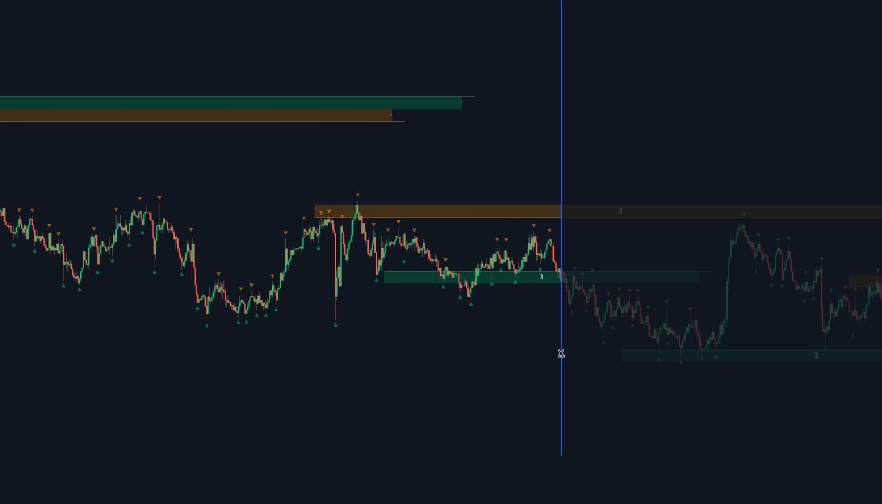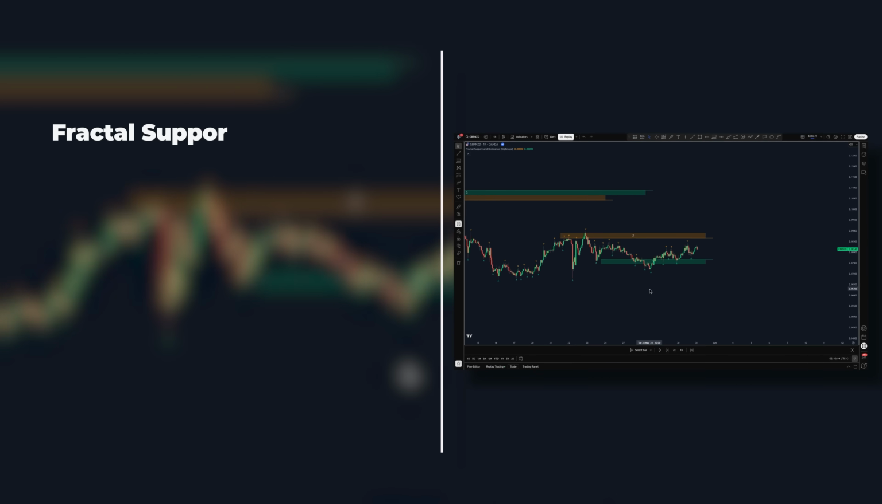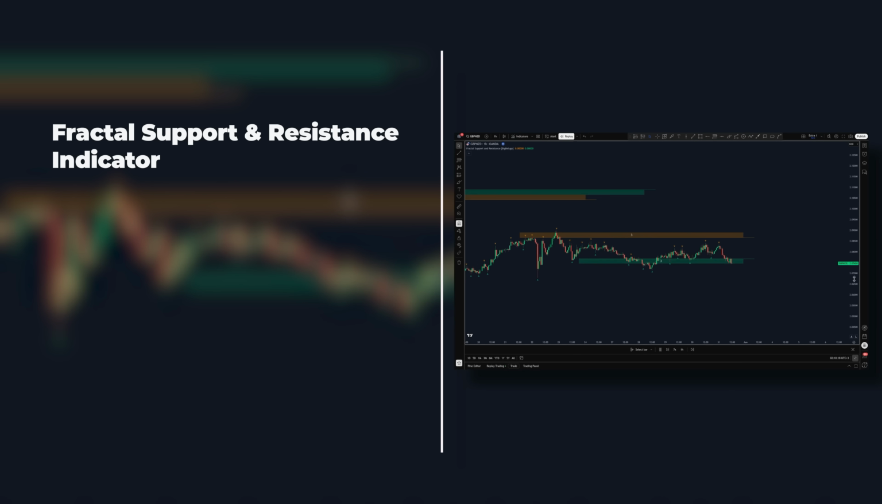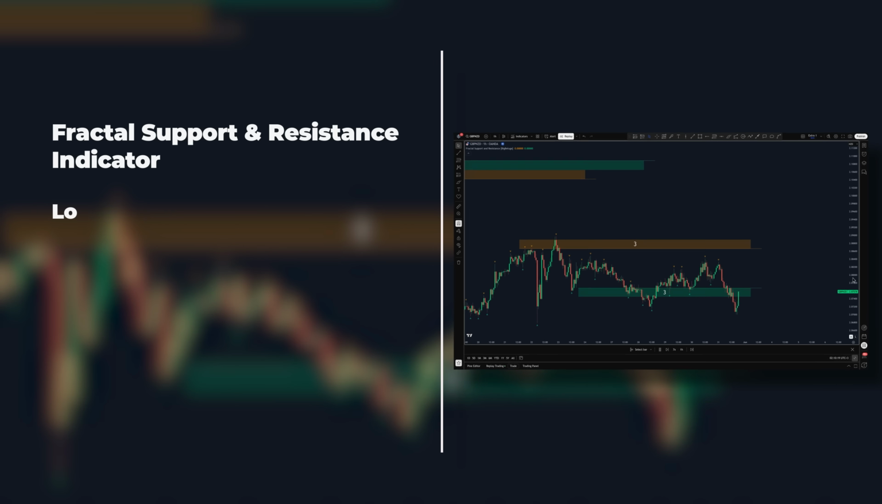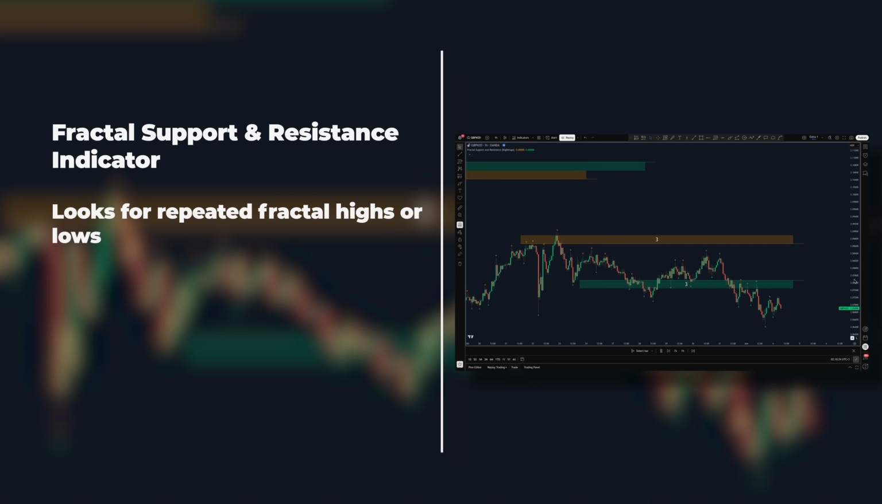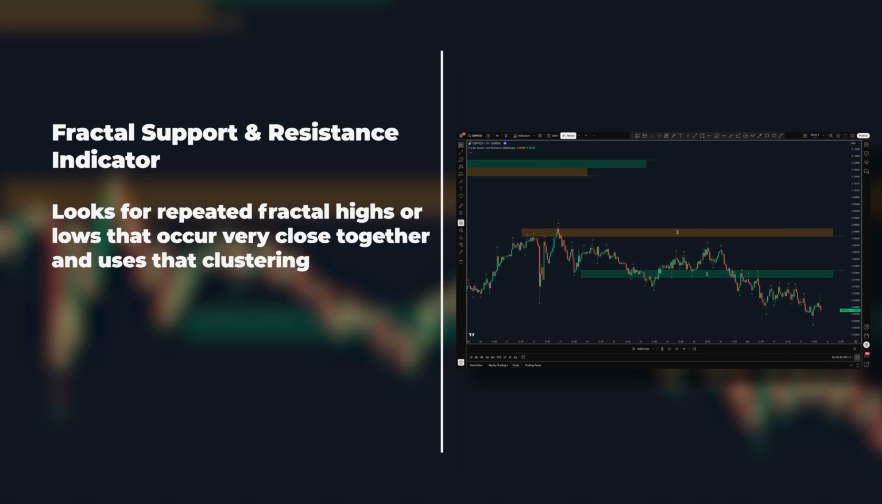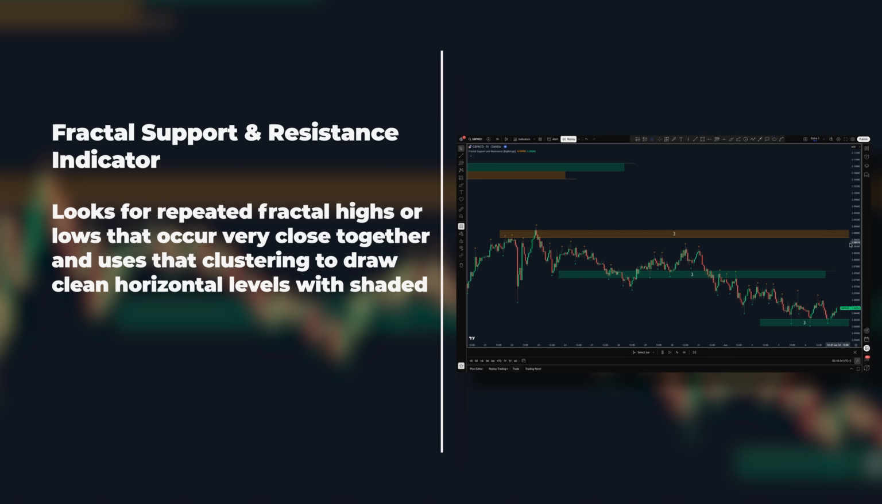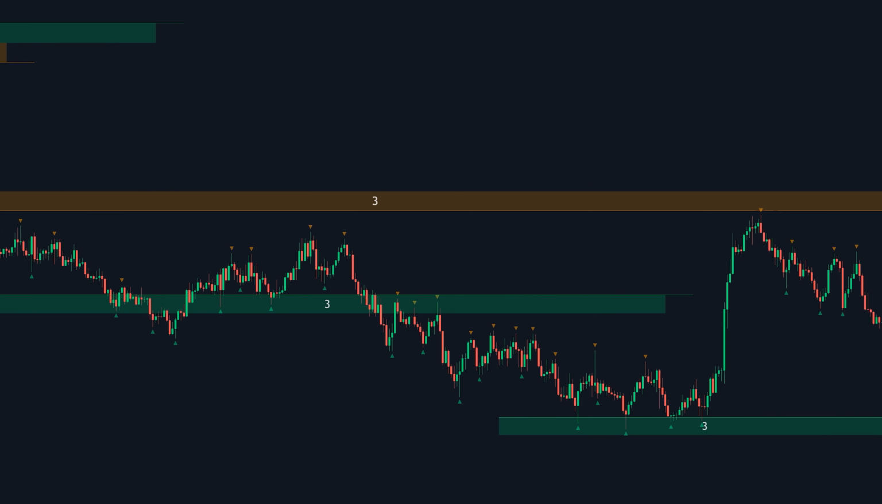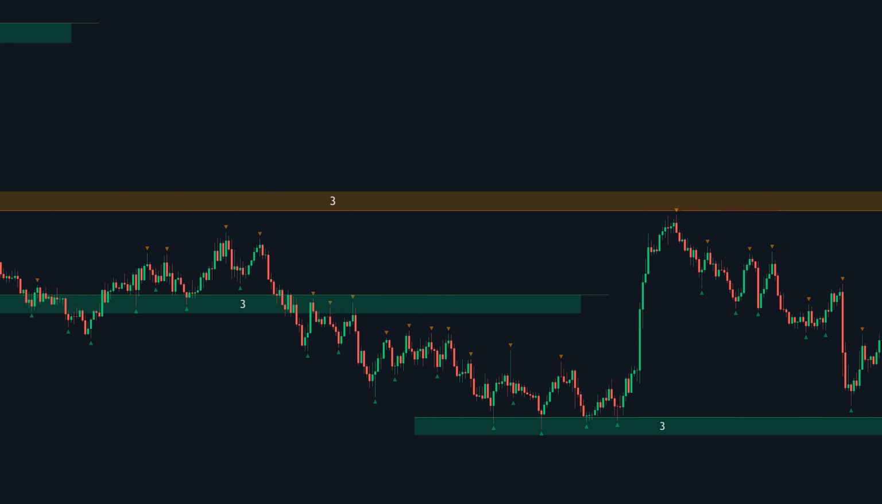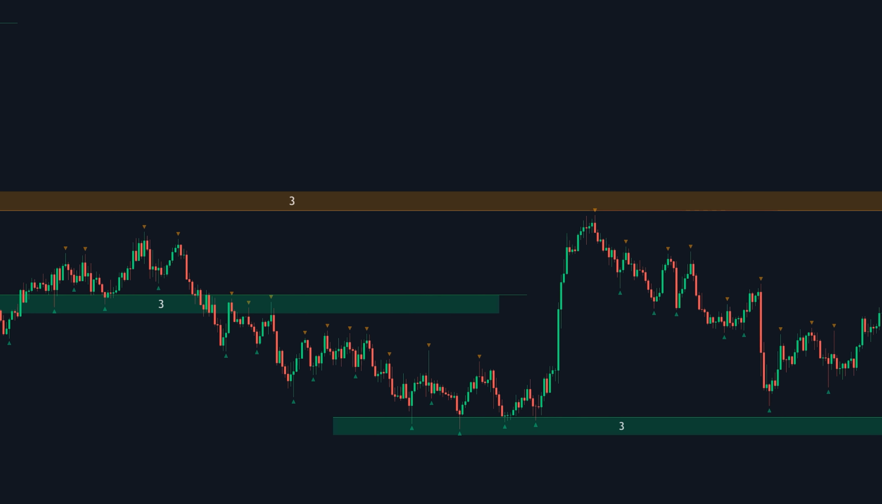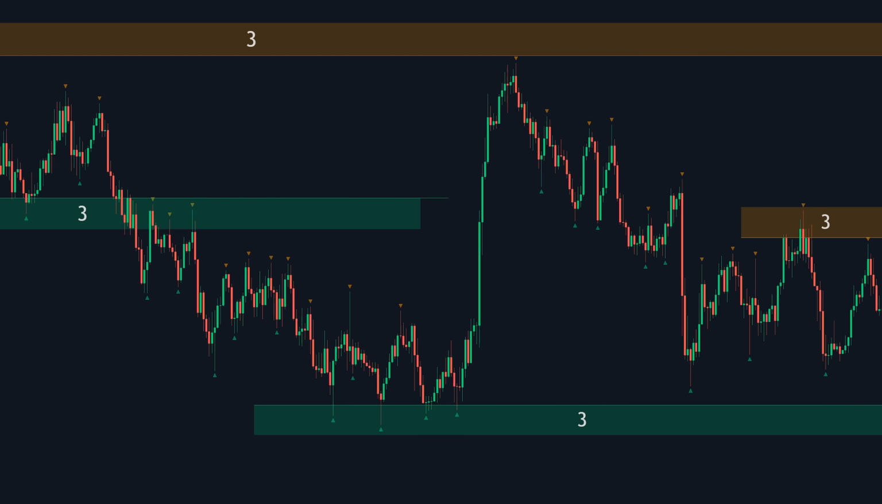Ladies and gentlemen, this is the all-powerful Fractal Support and Resistance indicator by BigBeluga. In short, it looks for repeated fractal highs or lows that occur very close together and uses that clustering to draw clean horizontal levels with shaded zones. The whole idea is to demand proof from the market before a level is drawn, so you're focusing on structure that price has respected multiple times recently.